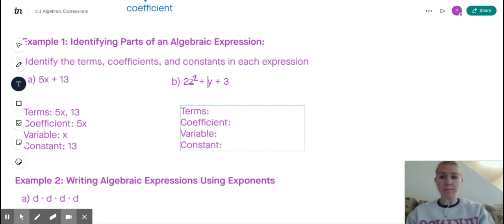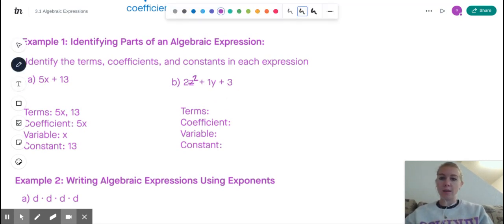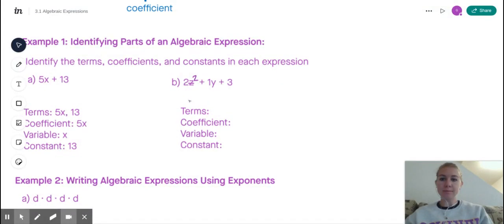So I'm just going to type that in, because remember, anytime there's a variable by itself, like y, act like there's a 1 in front of it, because a variable by itself is the same as writing 1 times that variable, but it's not written in there like that. Okay, so let's get our terms down. Our terms will be 2z squared, and then I'm going to add my little line for the z.